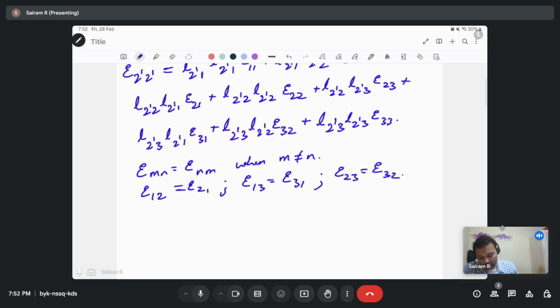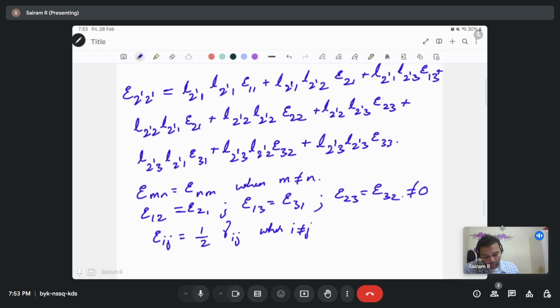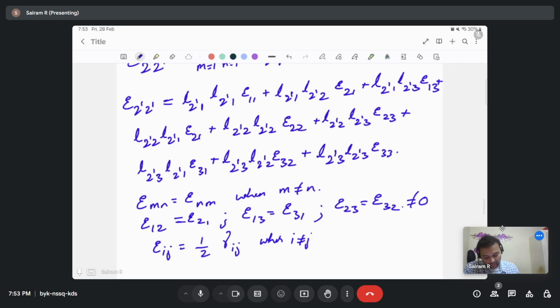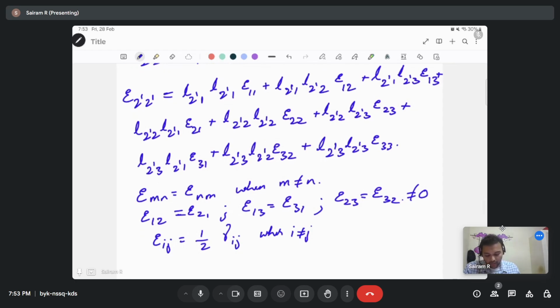We also know that these are not 0 in this particular case. We are just trying to solve it. We also know epsilon ij equals 1 by 2 gamma ij, where i is not equal to j. Okay, cool. A small mistake here, 1, 2. Okay, we'll come back.